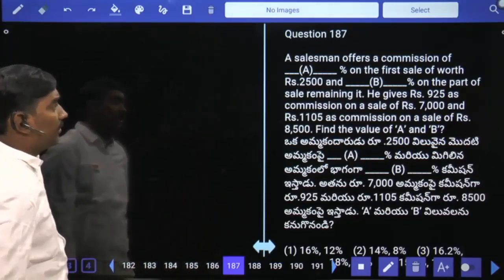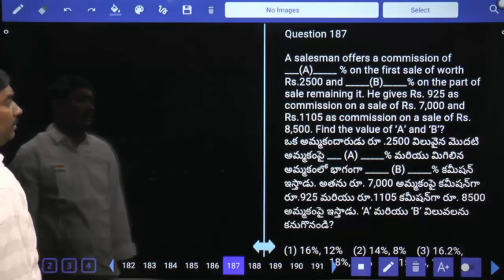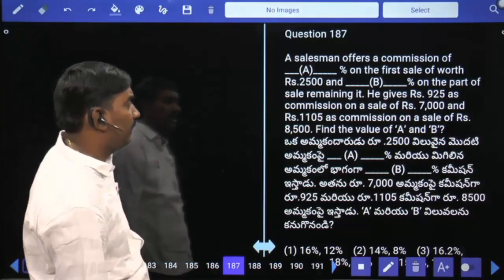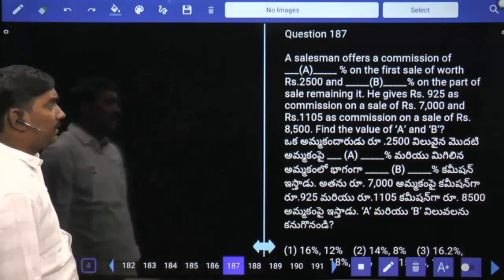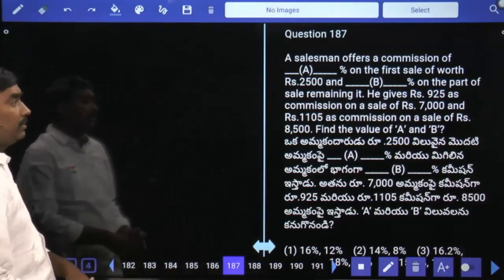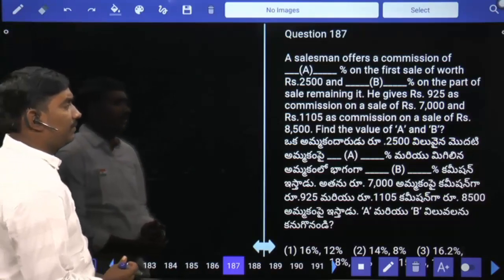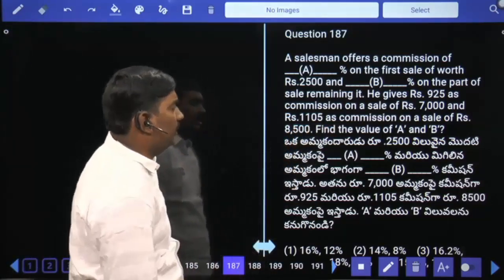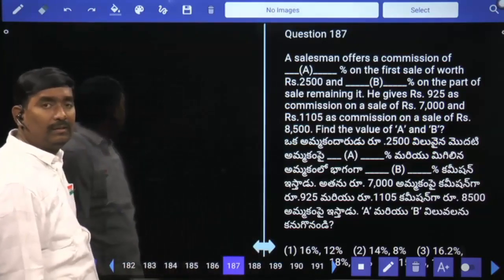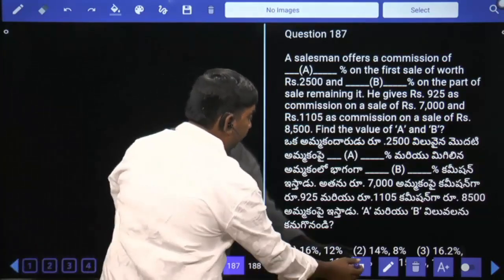A salesman offers a commission of A percent on the first sale worth 2500 and B percent on the part of the sale remaining. He gives 925 as commission on a sale of 7000 and 1105 rupees as commission on a sale of 8500. Find the values of A and B.